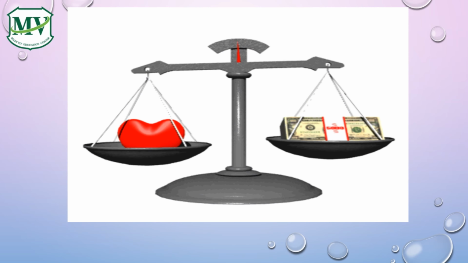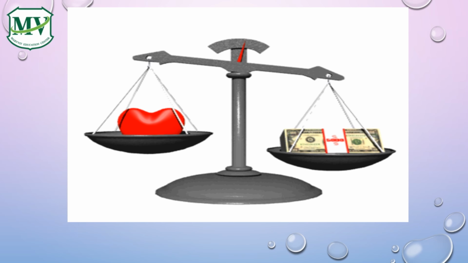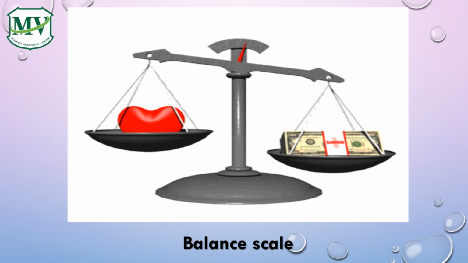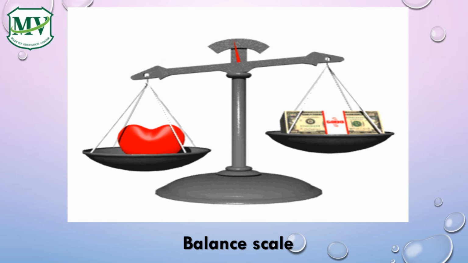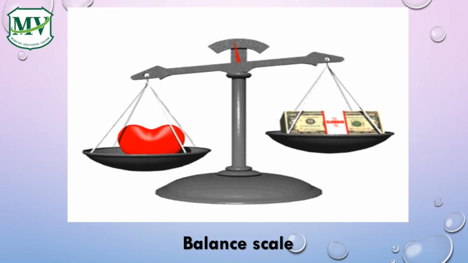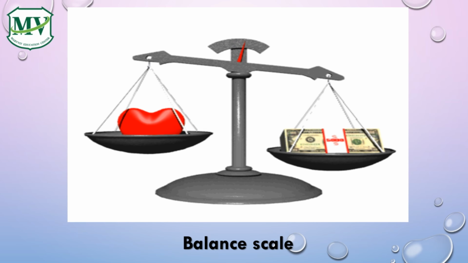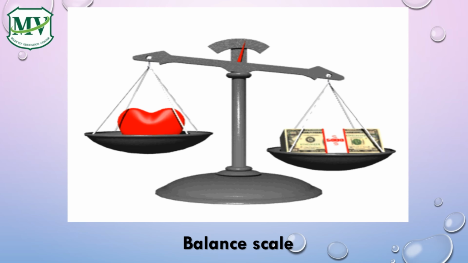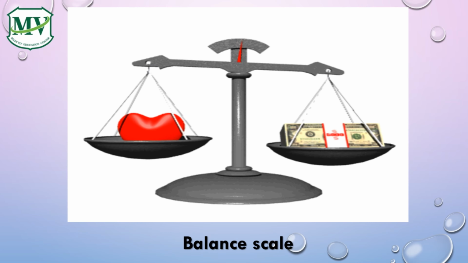We measure the mass of an object by using a balance scale. We first place an object on one side of the balance scale, then add loads of known mass on the other side of the balance scale until the scale is balanced. These loads are called the standard weights.